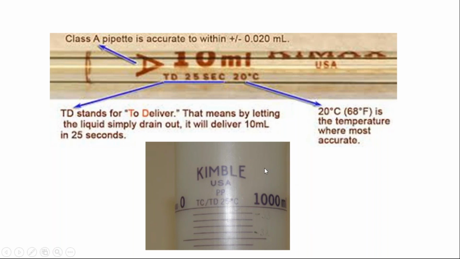So here you have the top of a measuring cylinder. In the measuring cylinder also, you see a measuring cylinder can be used for delivering as well as containing. And this measuring cylinder has both TC and TD, and this is at 25 degrees Celsius. So you see, very important, the temperature plays an important role and the temperature is always mentioned.